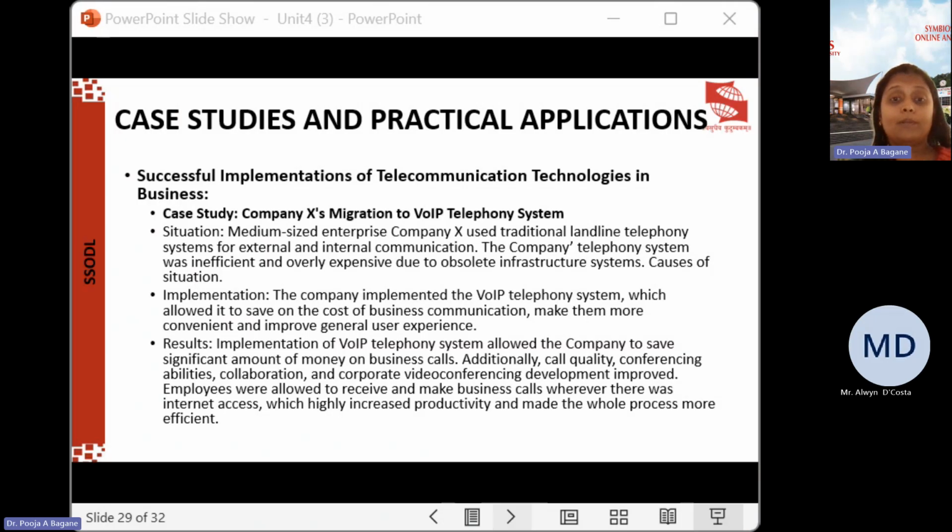Additionally, the call quality will be good, along with conferencing abilities, collaboration, and corporate video conferencing. So that development will be improved. Employees were allowed to receive and make business calls wherever there was internet access, which highly increased productivity and made the whole process more efficient.